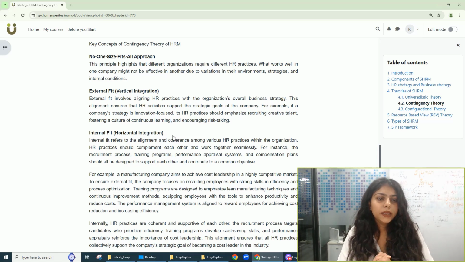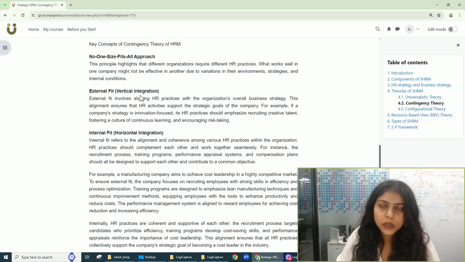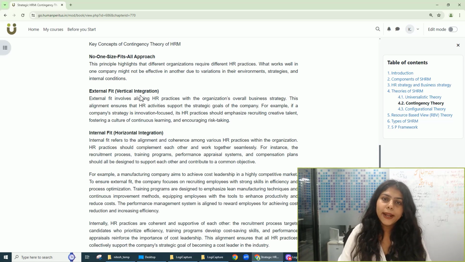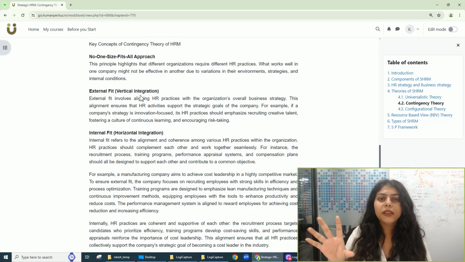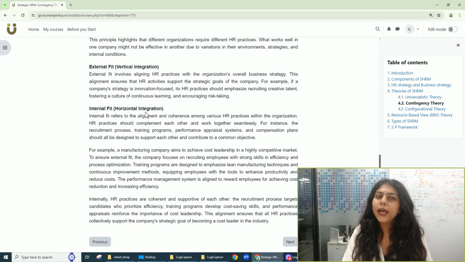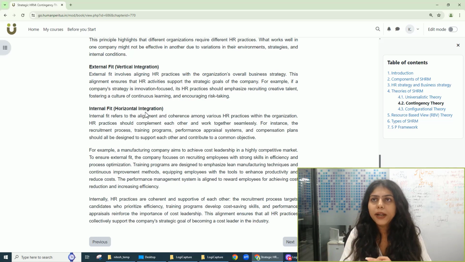Now, the second concept that this theory follows is something called an external fit, which is also called vertical integration. What external fit means is that the HR practices of a company should be aligned with the company's overall business strategy. So that is what it says. Let's take for example that a company has determined a business strategy or a business goal. It says that the HR practices should be at all times aligned to achieve that business goal.